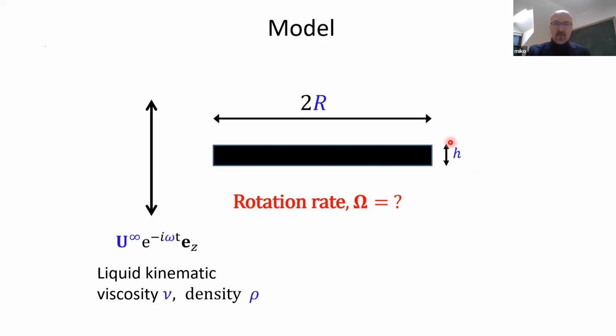There are parameters of our particle: thickness, radius, and there is the acoustic field applied far away. So there is a sine wave applied to the fluid, and the goal is to figure out the angular velocity omega. What is angular velocity omega?